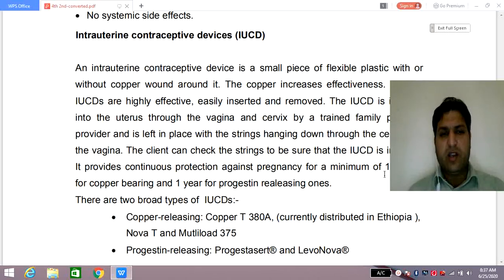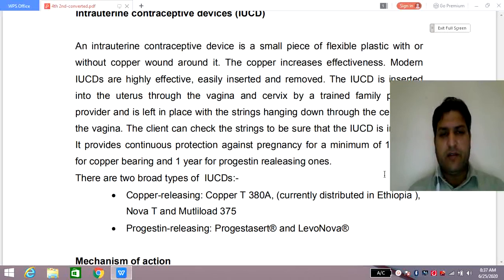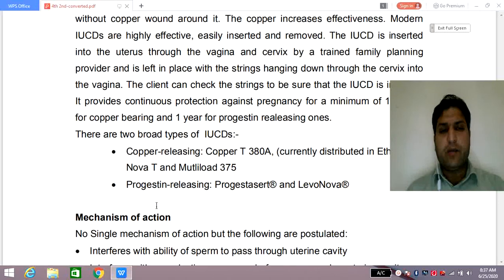There are basically two types of IUCDs. The first one is copper releasing. It contains copper, and that is the Copper T380A. This Copper T380A is available under a number of brand names, and it has the capability to release copper, and copper has a direct effect on the sperm and decreases its effectiveness.